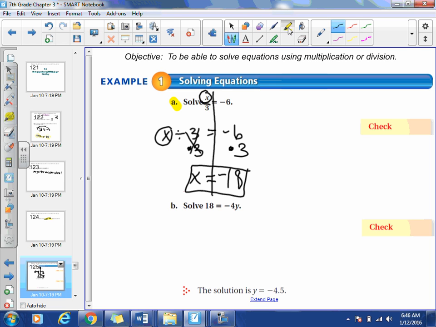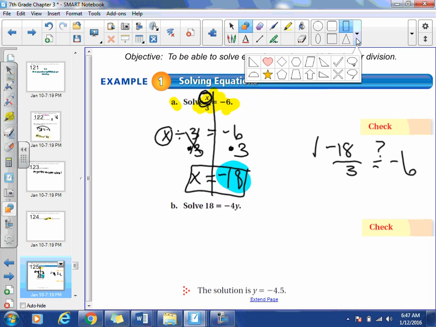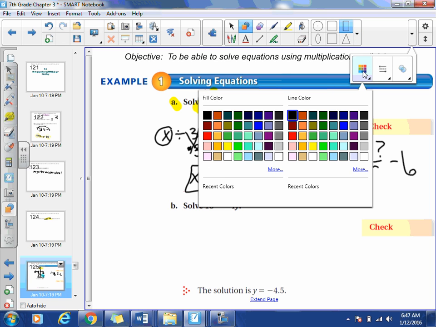Next thing I need you to do off to the right is check your answer, make sure that really works. So we're going to go back up to our original equation, and this time instead of writing x divided by 3 equals negative 6, we're going to write what we think the value of x is. We think x is negative 18. So we're going to take negative 18 divided by 3 and make sure that equals negative 6. So negative 18 divided by 3, is that really negative 6? Looks like it to me. So we did that one correctly, and that's what the check is for. The check is to see if we did that correctly or not.